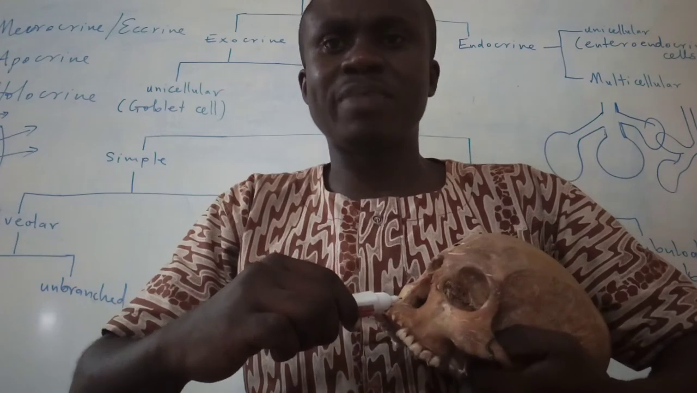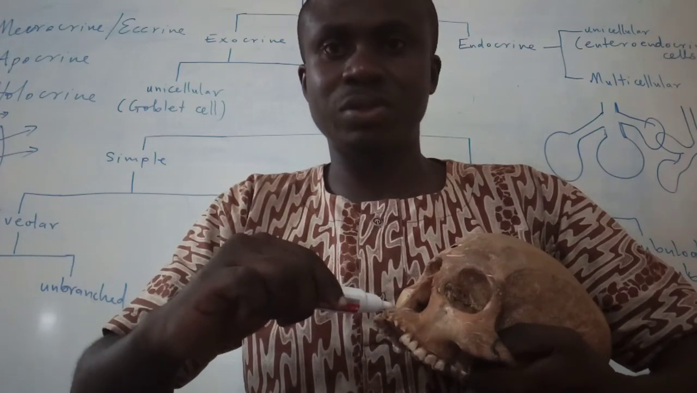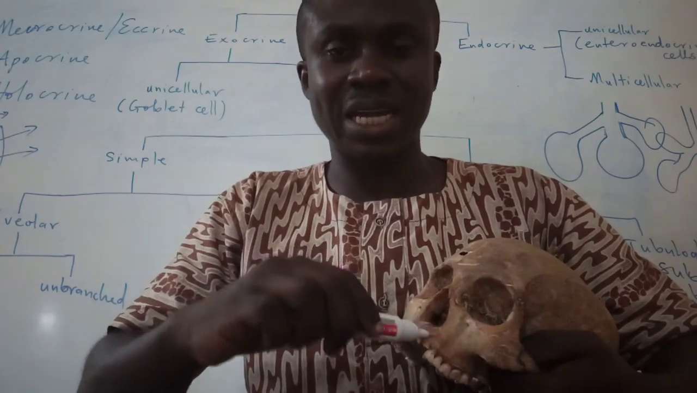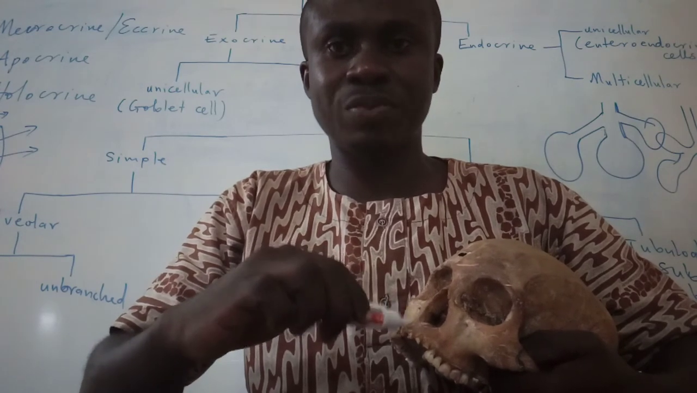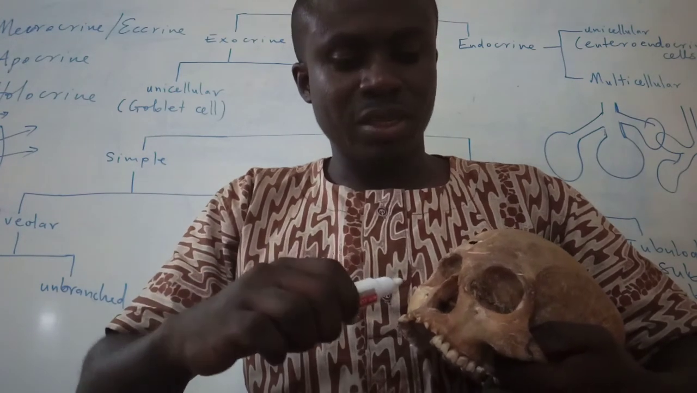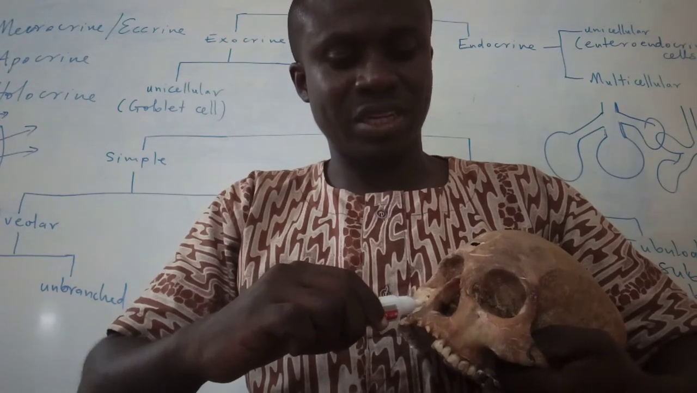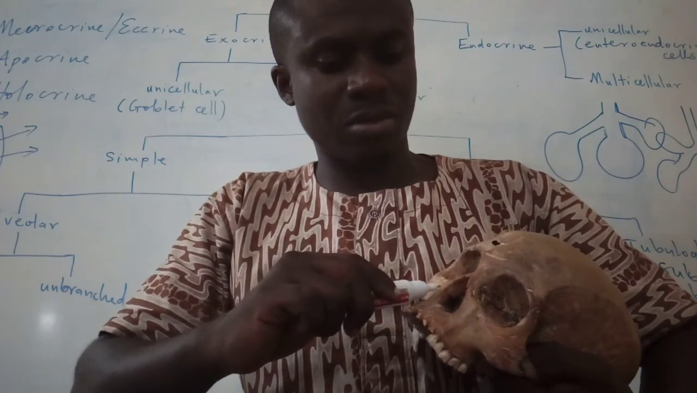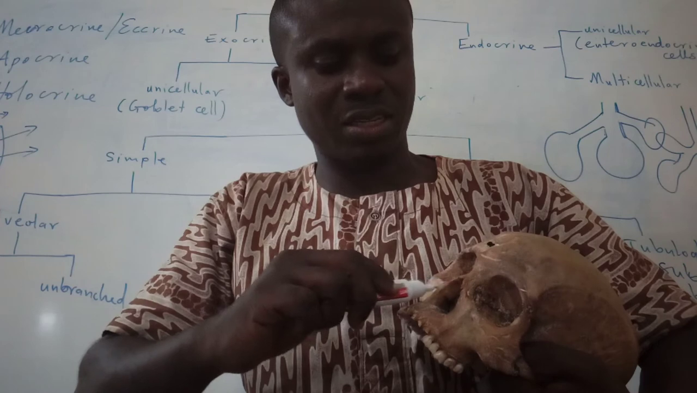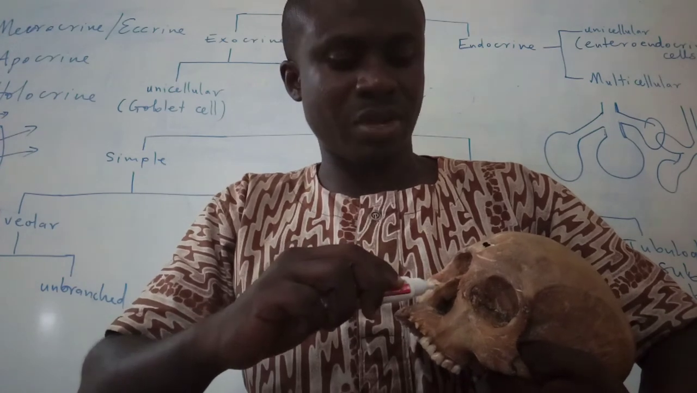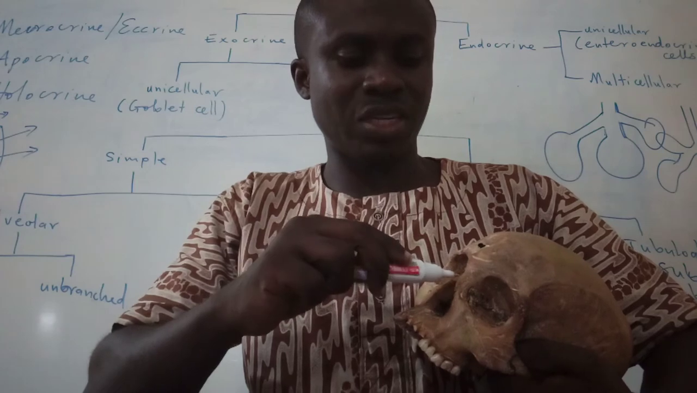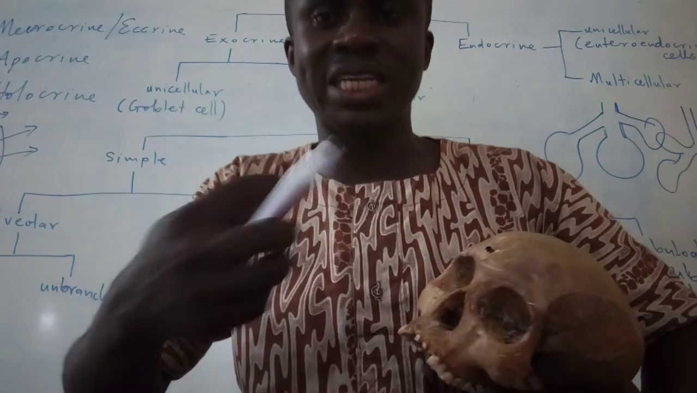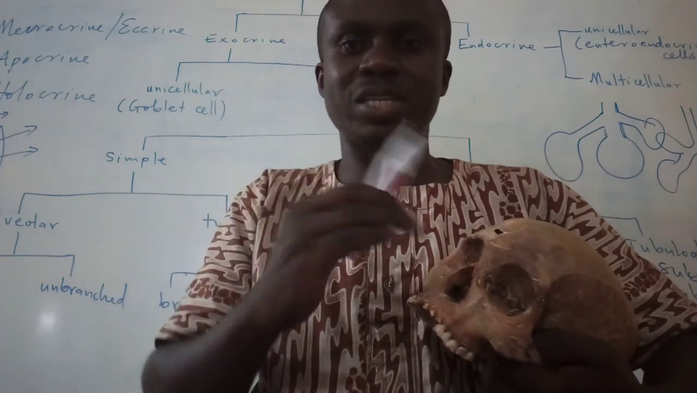Yes, this maxilla is actually made of two bones. Therefore, there will be that intermaxillary suture. Then, of course, because it's going to articulate with the nasal bone, the nose, we are going to have the nasal process and the suture, the nasomaxillary sutures. That's the nomenclature. So we're just looking at the bones and then connecting them.